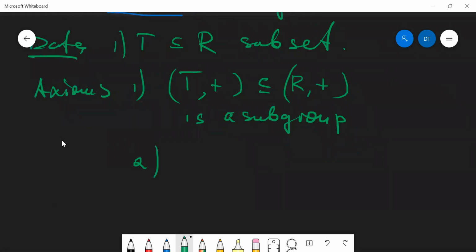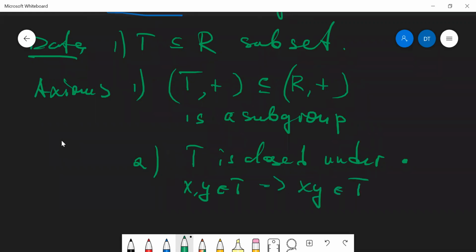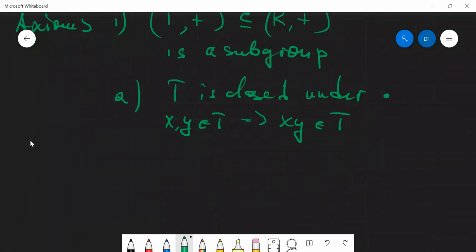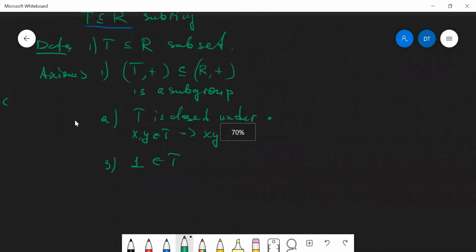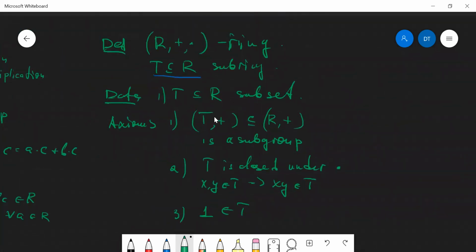Second, T is closed under multiplication, which means that if we have two elements inside T, then their product must be also inside T. And the third property, the identity of the ring R must be inside T. So in this case, we say that the subset T is a subring in R.